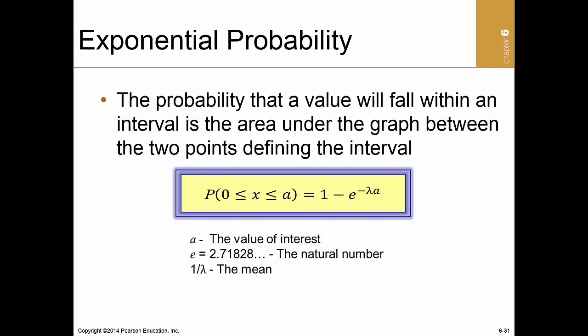As with any continuous probability distribution, the probability that a value will fall within an interval is the area under the graph between the 2 points defining the interval. This equation is used to find the probability that a value will be equal to or less than a particular value for an exponential distribution.